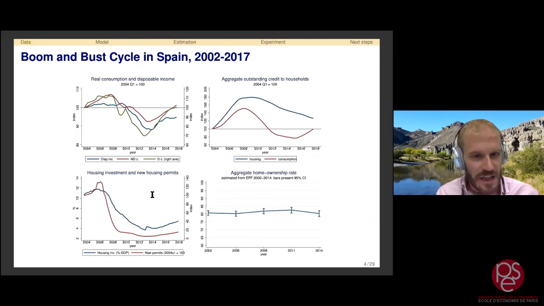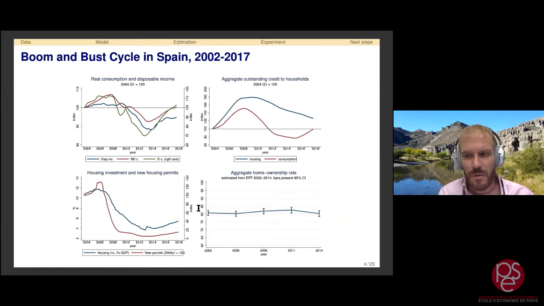And then the other fact is that, as you can see in the bottom left figure, housing investment and new housing permits have collapsed and haven't recovered yet since the bottom of the peak. But basically the cycle is still there.